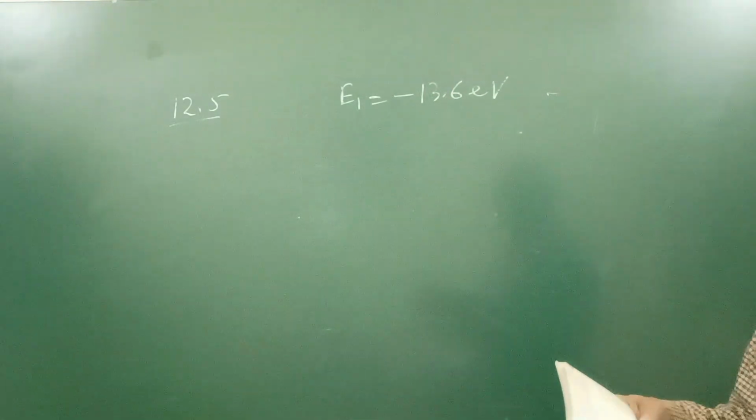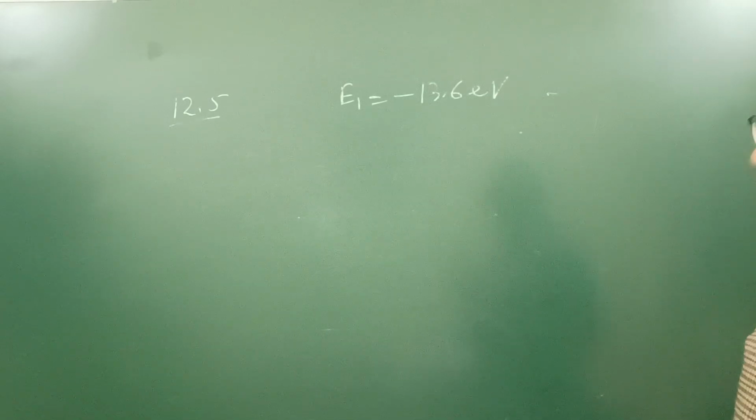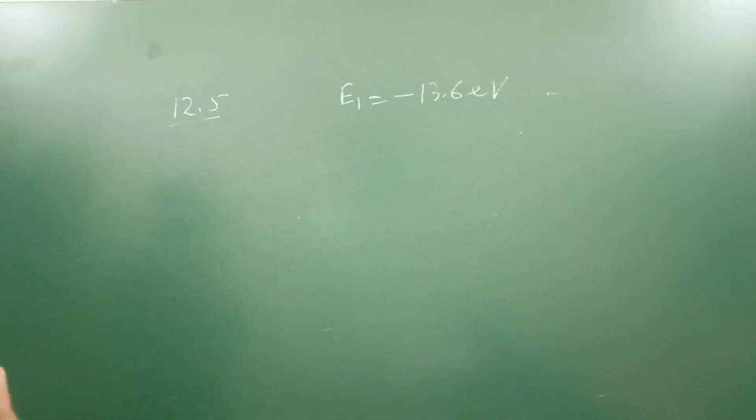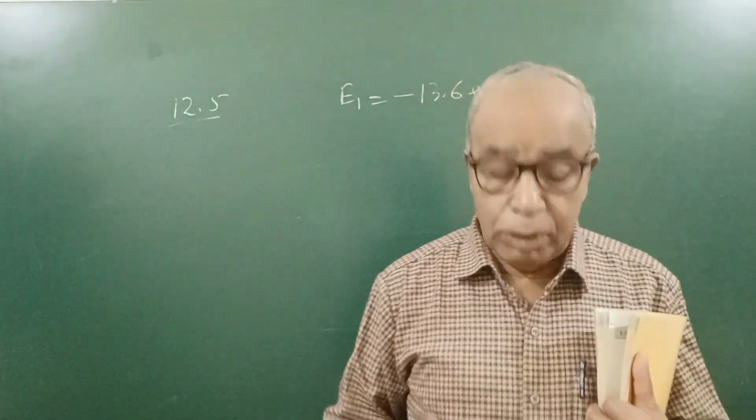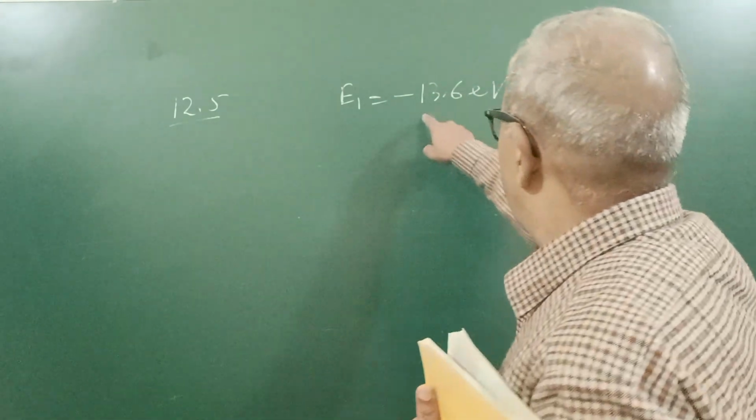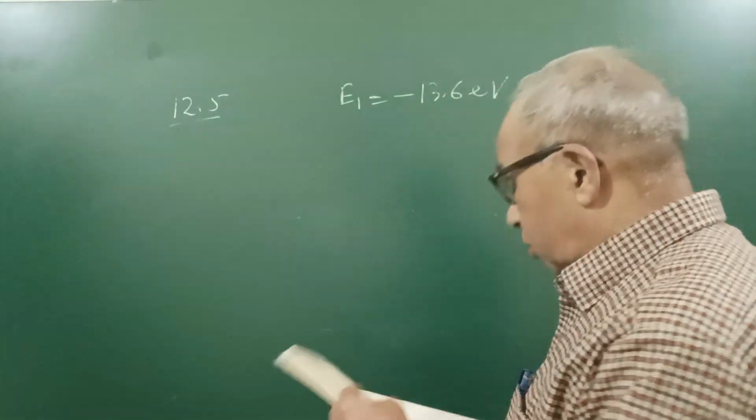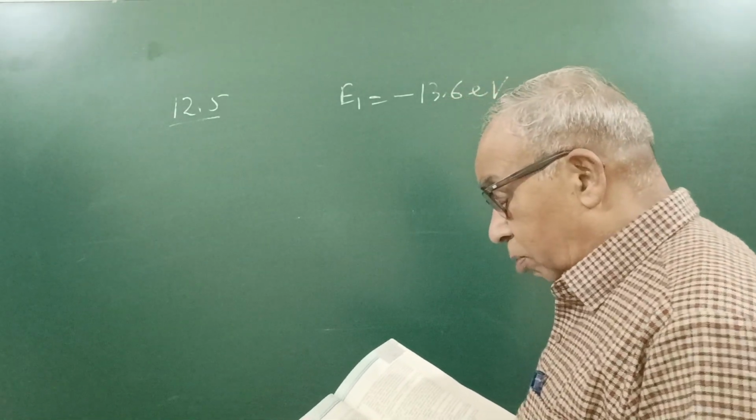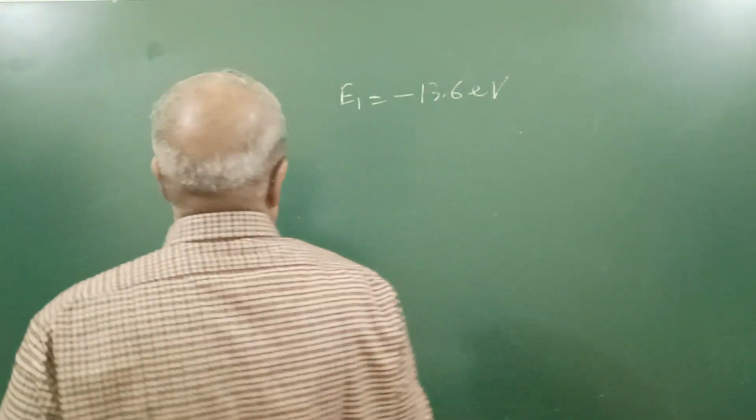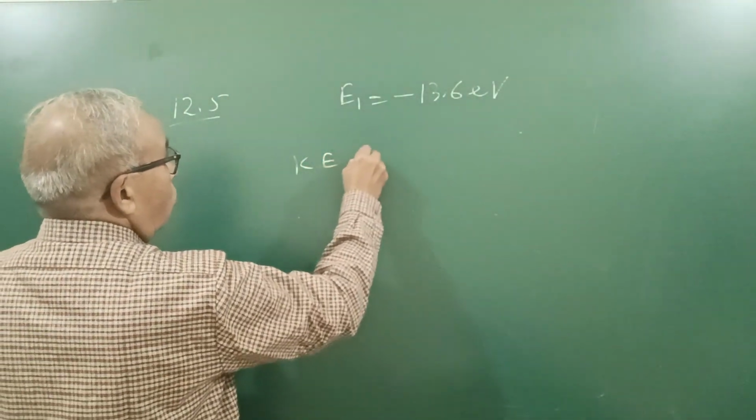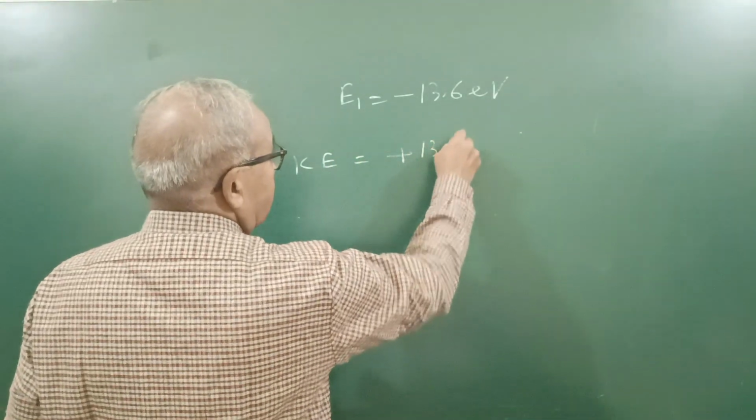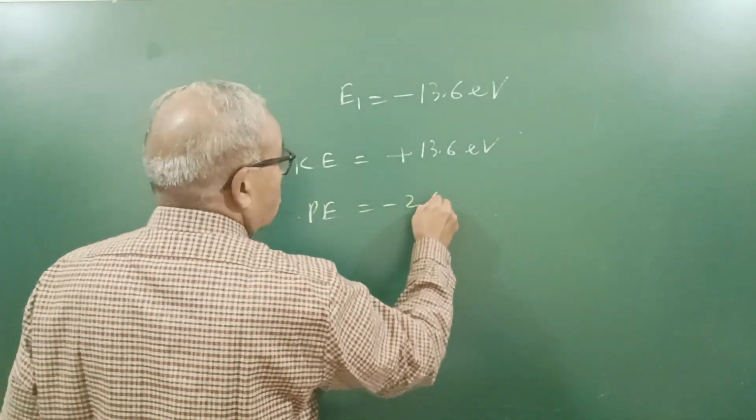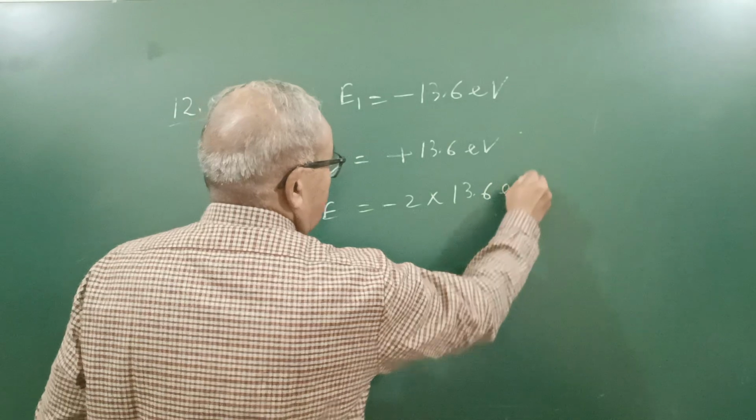Ground state energy level. I told you the electron when remaining in any orbit neither loses nor gains energy. That is what is called a stationary energy state. Every orbit is called stationary energy state. So minus 13.6 is the total energy of electron. So you are asked what are the kinetic energy and potential energy of electron in this state. I told you kinetic energy will be plus 13.6 and potential energy minus twice of 13.6 electron volt.